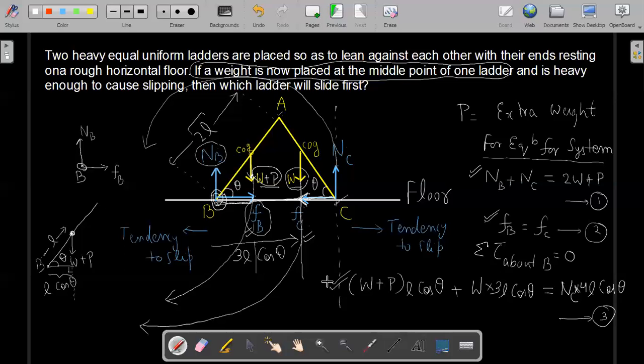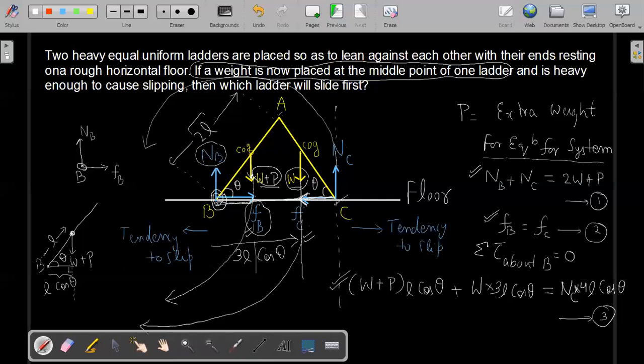Now we will solve all these equations. We have to solve all these equations to find out NB and NC. I leave the mathematical part for you.